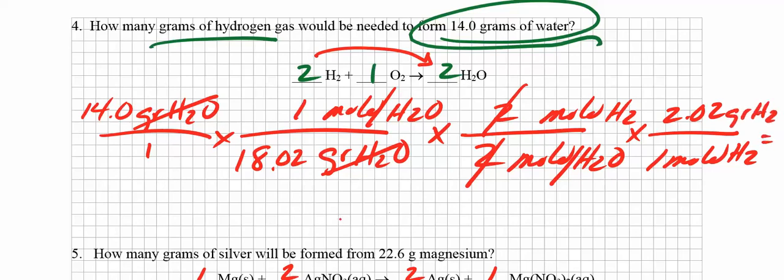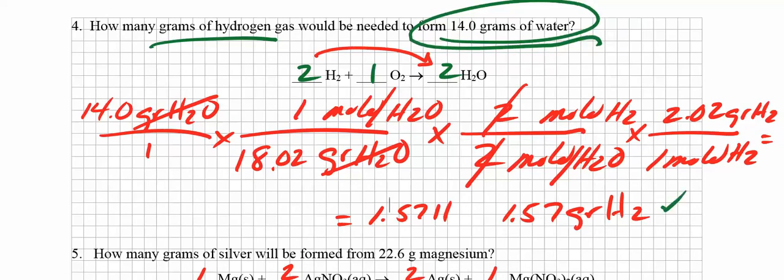I'm looking for grams of hydrogen gas, so it's time for the calculator. 14 times 2.02, hit the equal button and divide by 18.02. The number that I get on the calculator is this 1.5711. If I round to 3 significant digits, I get 1.57, and that's grams of hydrogen gas, just like that. And I am done with number 4.